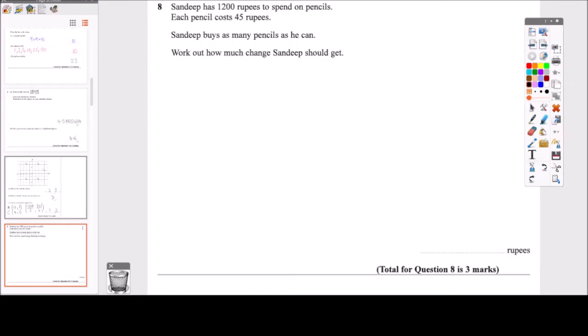Question 8. So if we do 1,200 divided by 45, that's going to show us how many pencils we can actually buy, because 1,200 is the amount we've got, and each pencil costs 45. Now that says we can buy 26.666 forever pencils. Now clearly we can't afford 27 pencils, so we're going to buy 26.